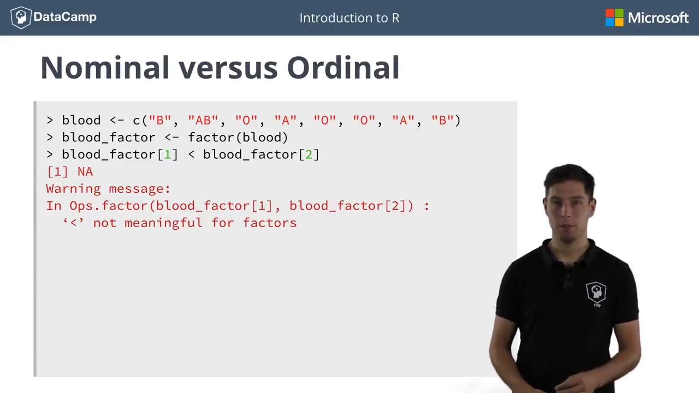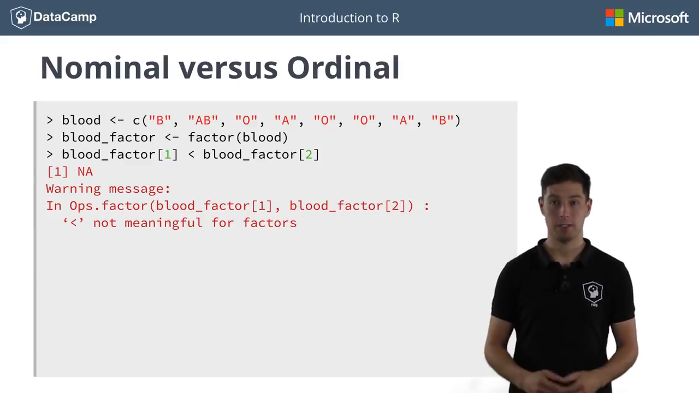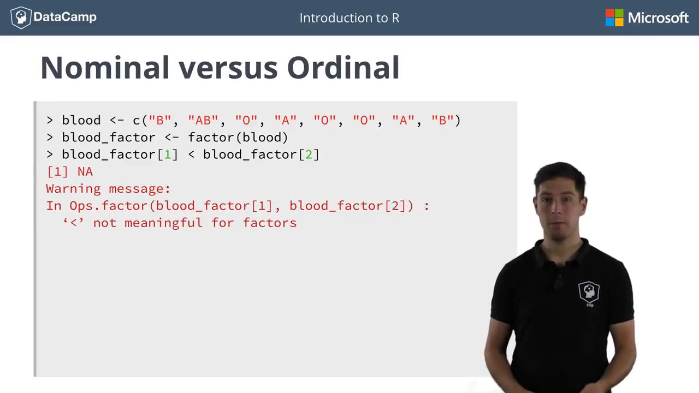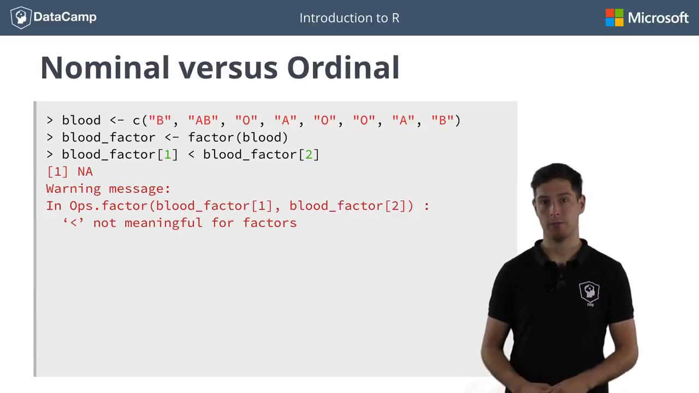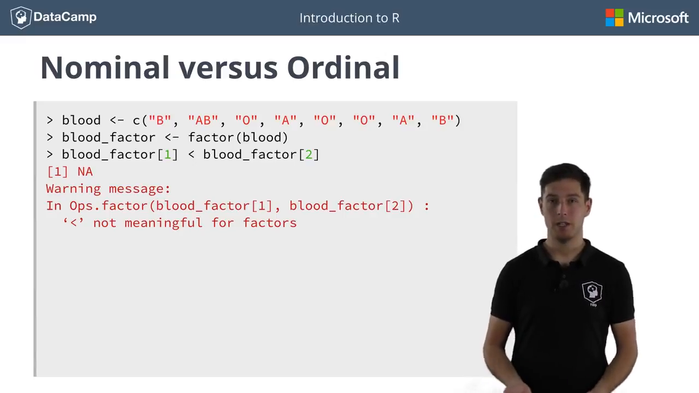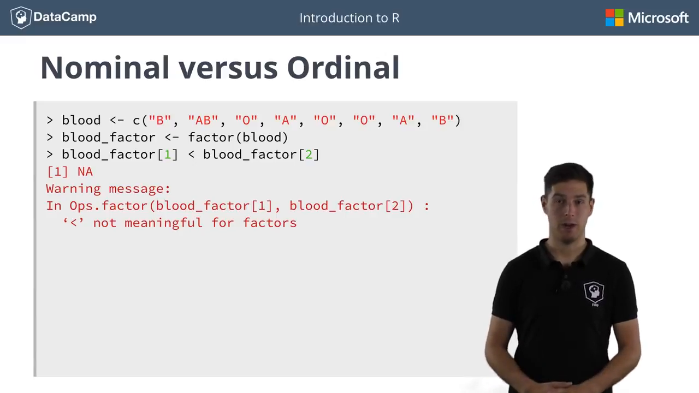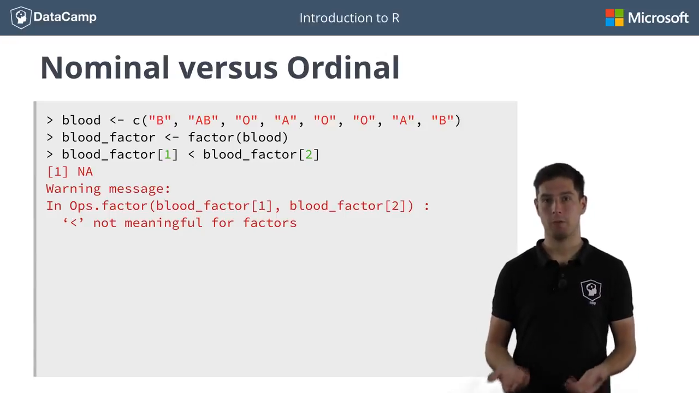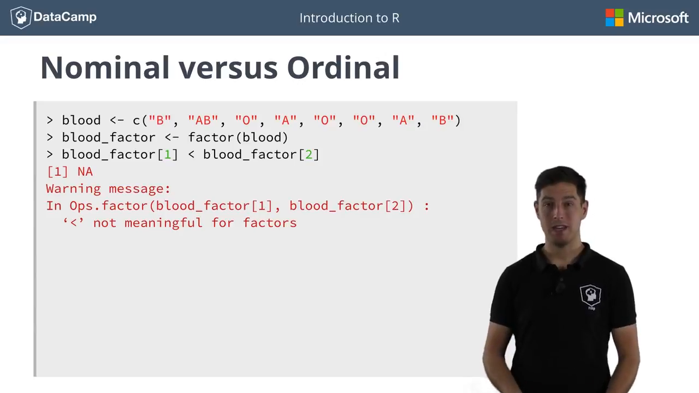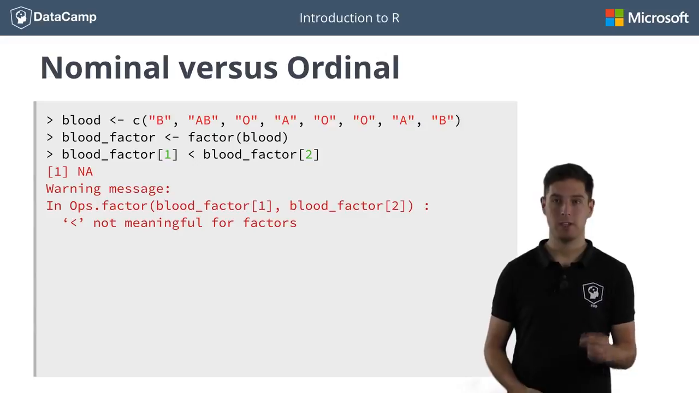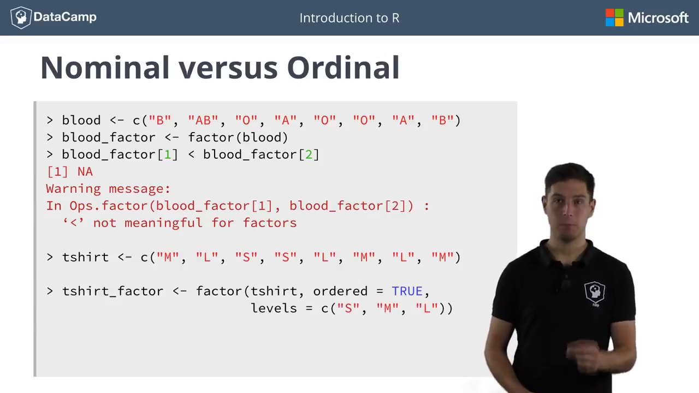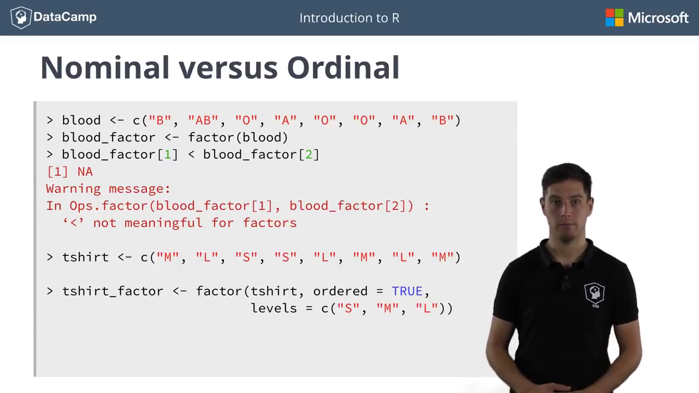However, there are examples for which such a natural ordering does exist. Consider, for example, this t-shirt factor. It has codes ranging from small to large. Here you could say that a large indeed is greater than a small, for example, right? Of course, R provides a way to impose this kind of order on a factor, thus making it an ordered factor. Inside the factor function, you simply set the argument ordered to true and specify the levels in ascending order.